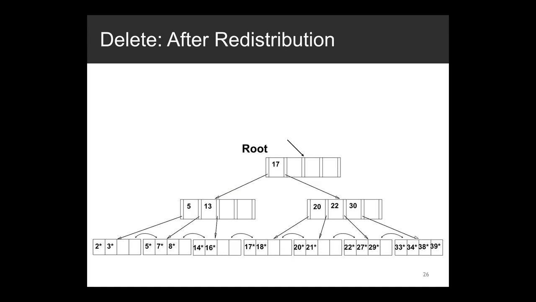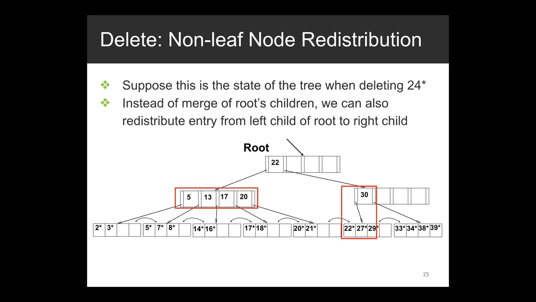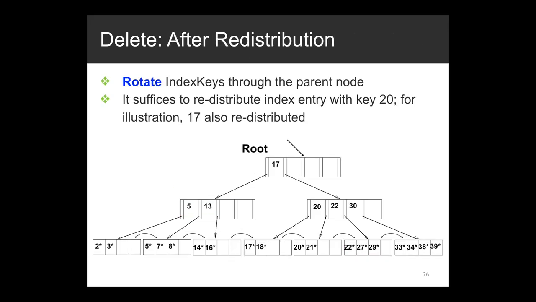5, 13, 17, so let me do this again. 5, 13, 17, 20, 22, 30. Okay, so now you have to make sure that the order is preserved, and so 20, 22, you'll have to move it to the right sibling, and that is called a rotate operation, because you basically take the keys, go up like this, and then come down here.